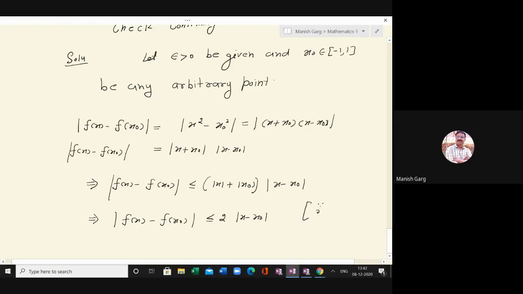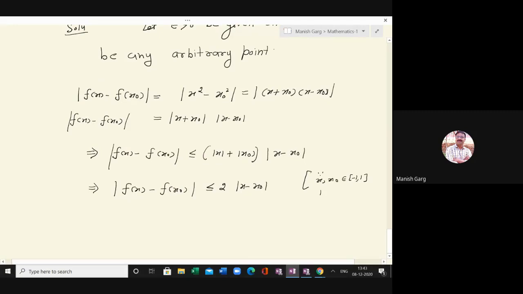Because since x and x naught are elements of -1 to 1, mod x will be less than 1. Similarly, mod x naught will be less than 1. Now suppose this is 1. Again, you have an idea what you need to choose. Choose delta equal to epsilon by 2. Here the 2 is positive. Whenever epsilon is given, you take delta as epsilon by 2.